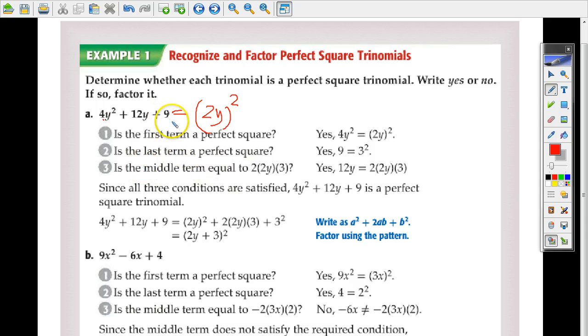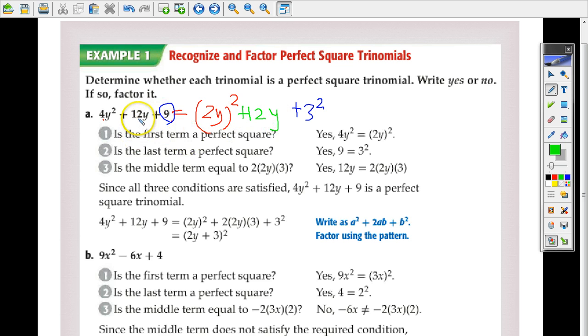Is the last term a perfect square? Yeah, because it's 3 squared. So yes. Is the middle term equal to 2 times a times b? So 2 times 2y times 3. So 2 times 2 times 3 is 2 times 2 is 4, times 3 is 12y.